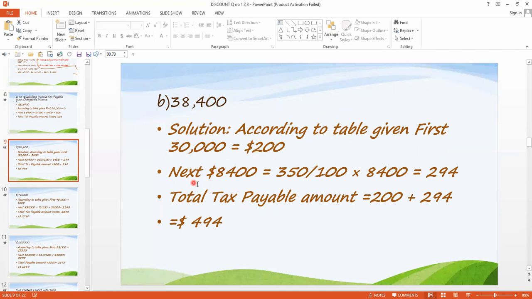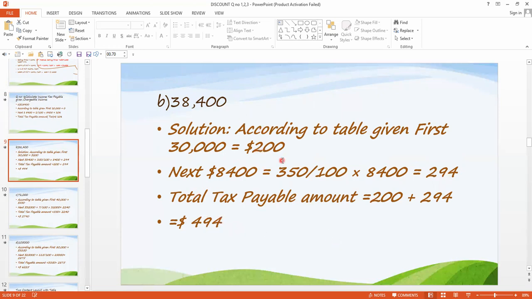Clear? And for the next, the amount is 38,400. For 30,000, you will pay 200. So how much amount is left over? It is 8,400. And for 8,400, the tax rate is this. After solving this, you will get 294. Clear? And what is the total taxable amount?